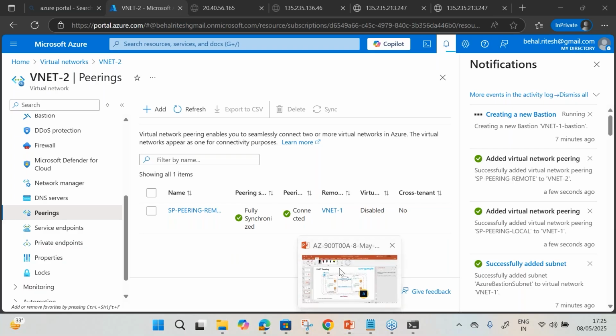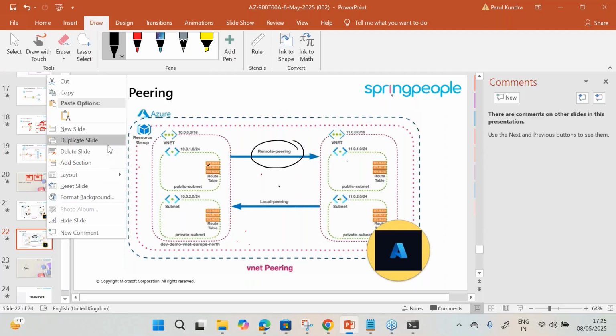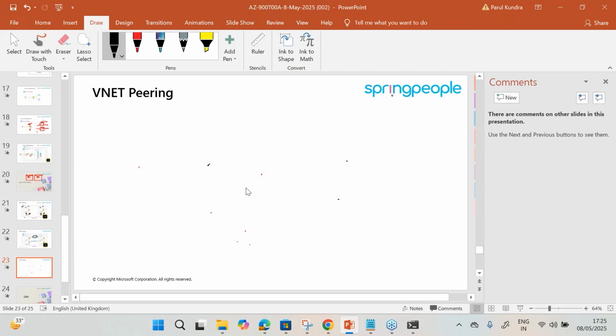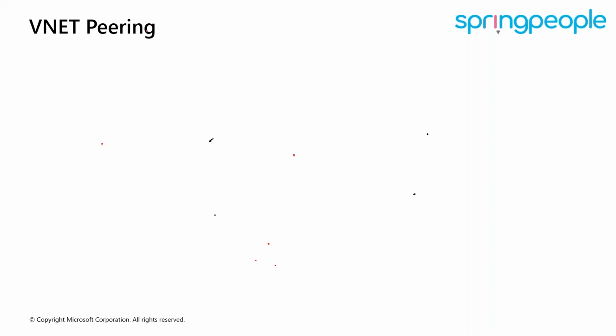Let's have a quick recap meanwhile. Let me duplicate the slide and recap what we did while Bastion is in progress. So what is VNet peering? It's when we want to talk between VNets privately. That's why I created two servers without public IP.